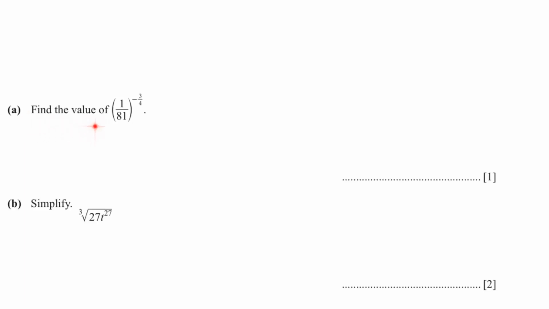Part A, find the value of 1 over 81 to the power of negative 3 over 4. You just have to put it in the calculator. They don't want any working. And you will get the answer as 27.